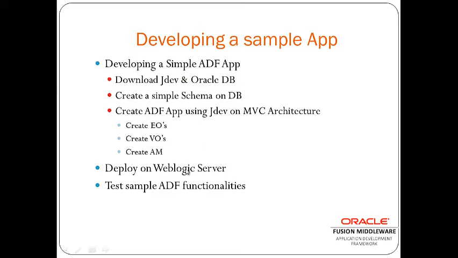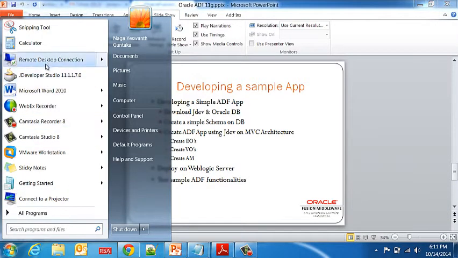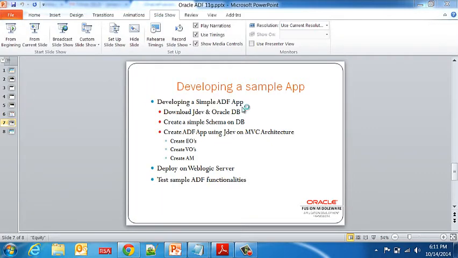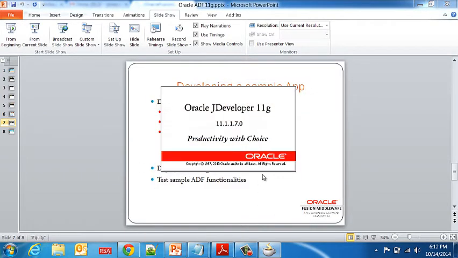And we're going to deploy on the WebLogic server. We're not going to deploy on any external WebLogic server, not a standalone server. We're going to create this model part, and we're going to deploy to the integrated WebLogic server which comes with JDeveloper, and we can test that developed ADF application. So let's go ahead and start our JDeveloper. Click on default role.